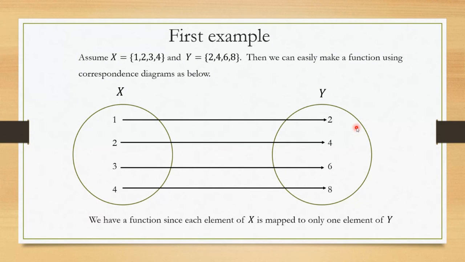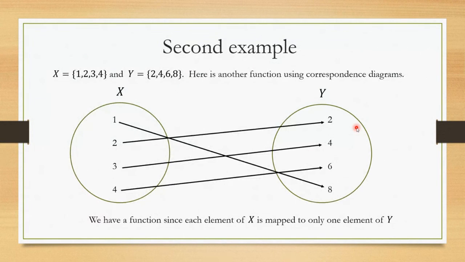And that's not the only function we can make, in fact. Here's another function we can make. Here, I have 1, follow the arrow, walk along the arrow, boom, 8. You have 1 going to 8. Now 2 is going to 2. 3 is now going to 4. 4 is now going to 6.